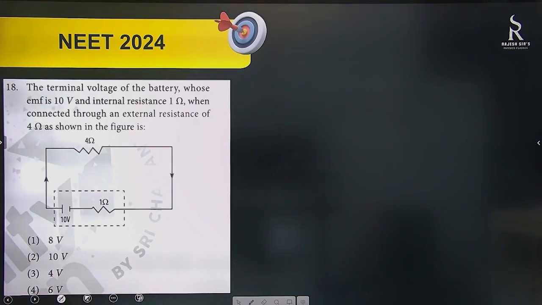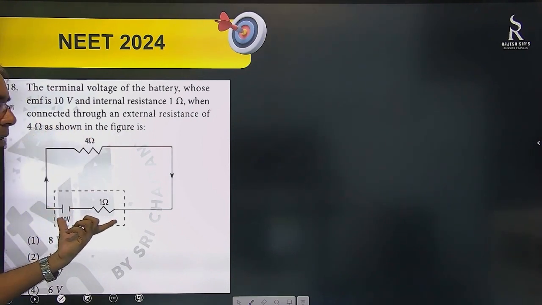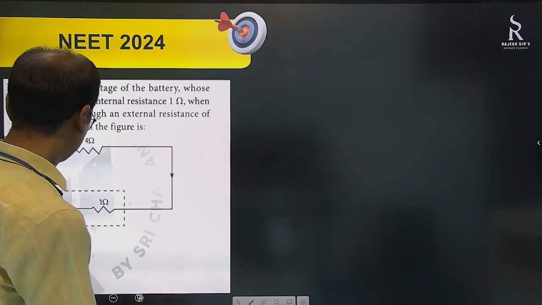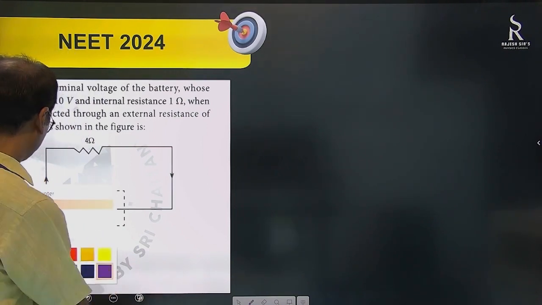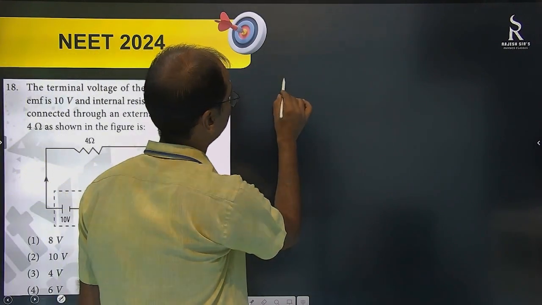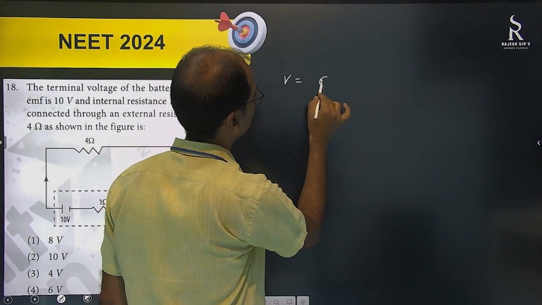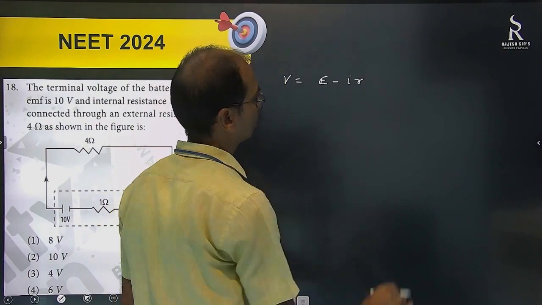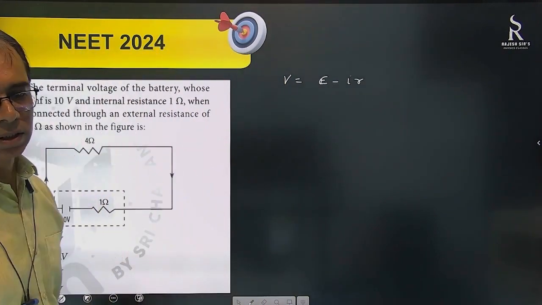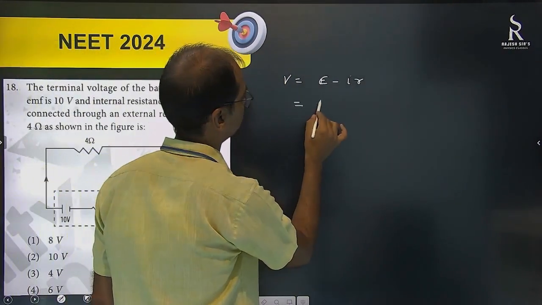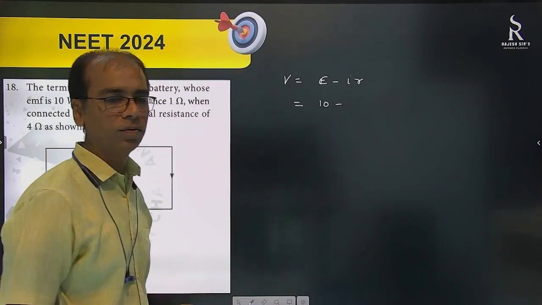The terminal voltage of the battery whose EMF is 10 volt and internal resistance 1 ohm, when connected through an external resistance of 4 ohm as shown in figure, is? That means you have to find out the terminal potential difference of the battery. Now, if you remember the formula, what is the terminal potential of the battery? We say E minus Ir because you are using the battery. E is given to us as 10. Now the only thing is you have to find the current.